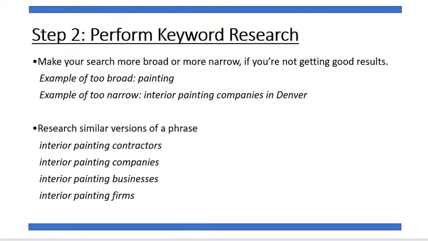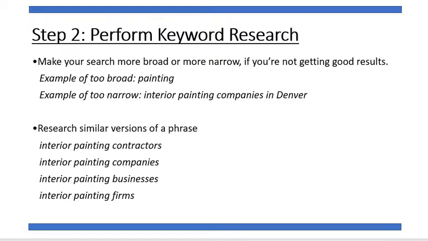Once you have your list, to perform keyword research, what you're going to be doing is either making your search more broad or more narrow if you're not getting good results. I've got an example of a term that's just too broad, which is painting, and then also too narrow might be interior painting company in Denver. It would be hard to get results for that because it's too specific.